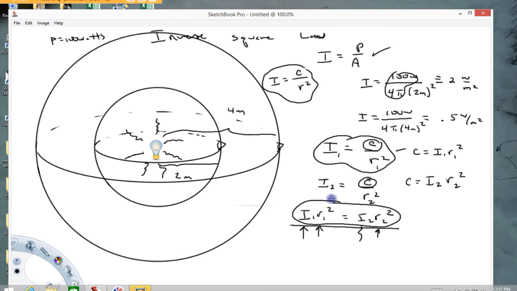So I think I'll just save the examples for another video. I hope this helps describe what the inverse square law is.